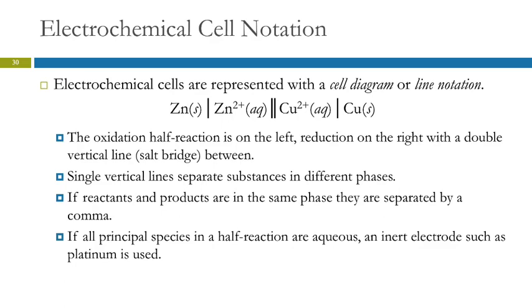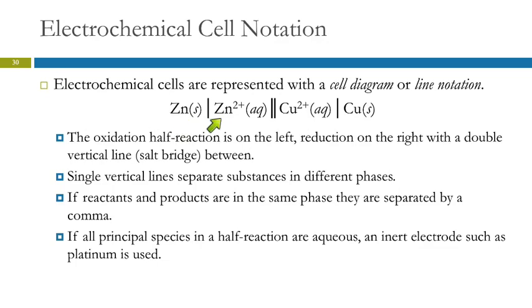So we have a shorthand notation for representing electrochemical cells. It's a line notation or a cell diagram. And as you can imagine, drawing that whole cell out would get really tedious, right? So this is a very abbreviated form and relatively easy to type into a computer.